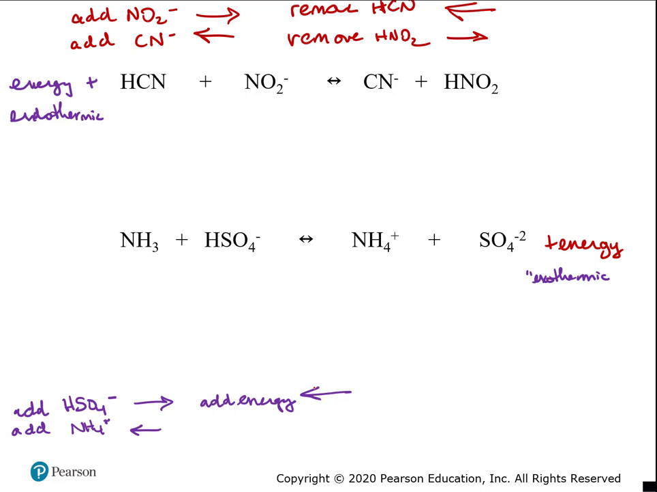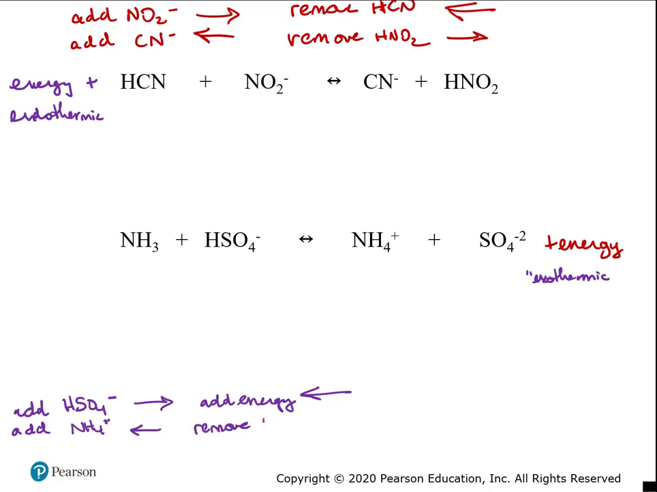It doesn't just go to the right or the left every single time. It depends on where that substance is in the reaction. If I add reactant, the reaction will go to the right. If I add product, the reaction goes to the left. Does that make sense? Okay, and then if I remove.